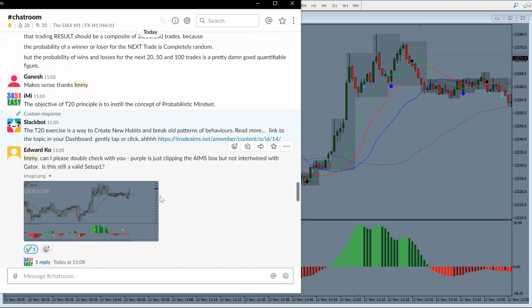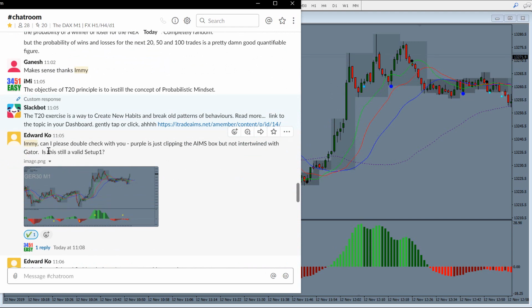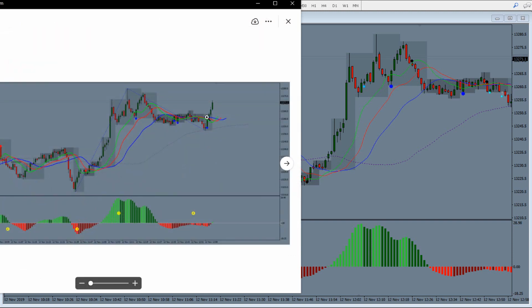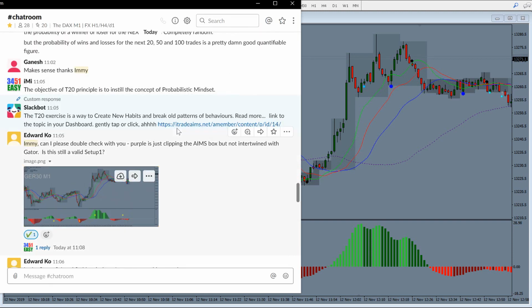And then what happens? Edward asks, Imi, can I please double check with you? Purple is just clipping the AO's box but not intertwined with the gator. Is this still a valid setup one? Well, I will answer in a bit.